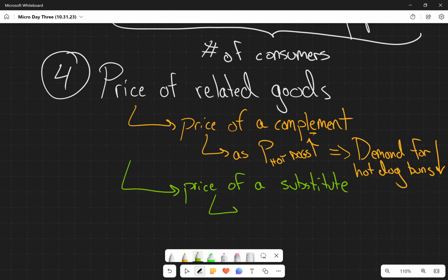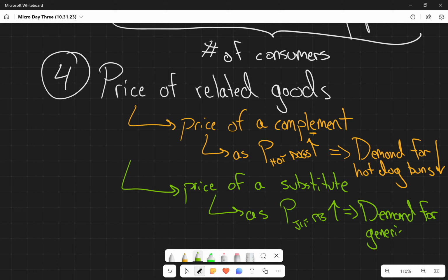So a substitute good would be just something that you would consume instead of something else, right? So as the price of Jif peanut butter increases, the demand for the generic peanut butter is going to go ahead and increase, right? Because they're close substitutes to one another.